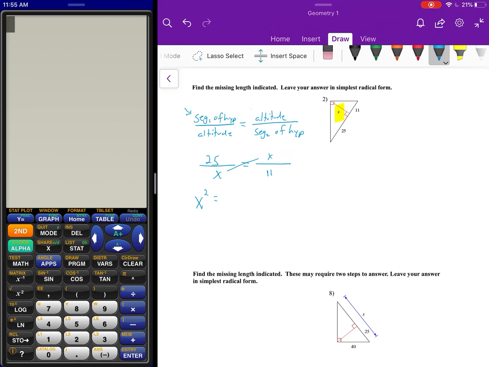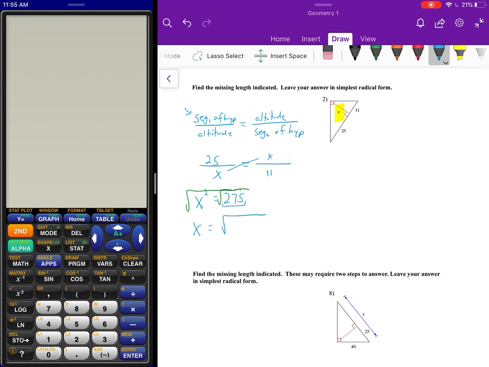So we have x times x is x squared. 25 times 11 is 275. And then we take the square root of both sides. The directions say leave your answer in simplest radical form. You can do that, but you can also just do the decimal form.